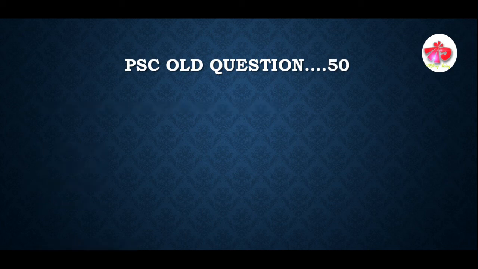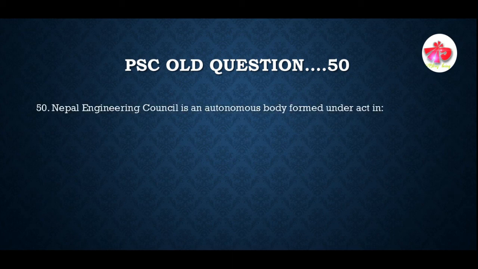Moving on, question number 50. Nepal Engineering Council is an autonomous body formed under Act in: option A, 2054; option B, 2060; option C, 2055; and option D, 2065. So the correct answer is that Nepal Engineering Council is an autonomous body formed under Act in 2055.